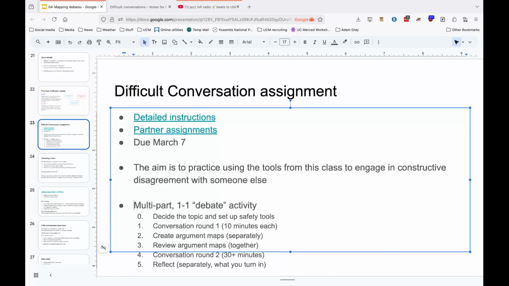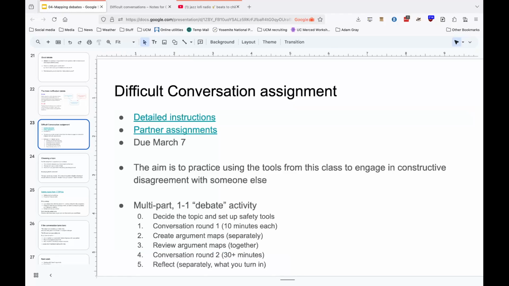You can think of this as a multi-part one-on-one debate activity. So we don't have a big debate activity where I organize you in two sides and in class, you directly debate with each other, except for the kind of ad hoc thing that we just did. This is my alternative to that. It's one-on-one, except there's one group of 3 because there's an odd number of you. Multiple steps walking you through having a constructive, thoughtful disagreement.